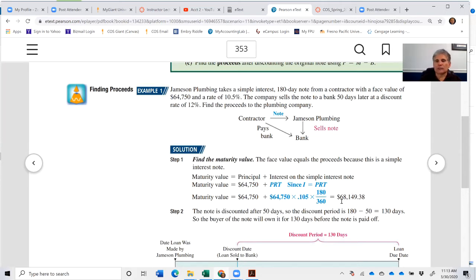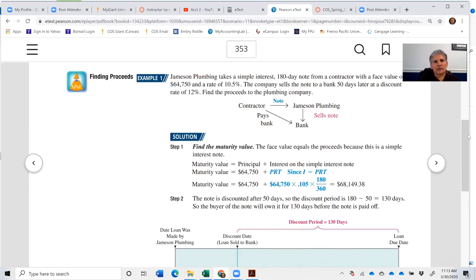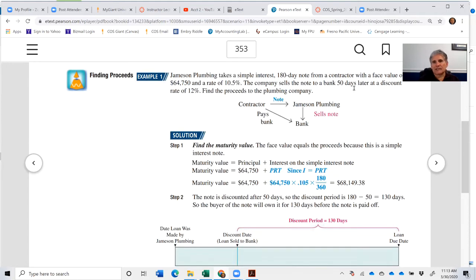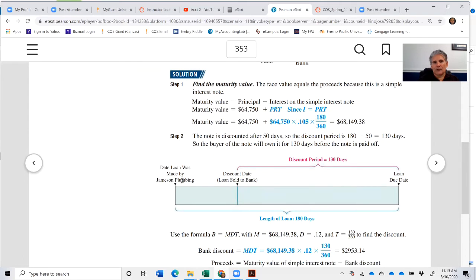Magic. That's what the bank really wants to know. They don't care what the arrangements were. They don't even care about that rate. But they do care about how much money Jameson is going to receive in 130 days. You say, well, wait, it's a 180-day note, but 50 days did go by. So if we look at this timeline, the note was issued here.